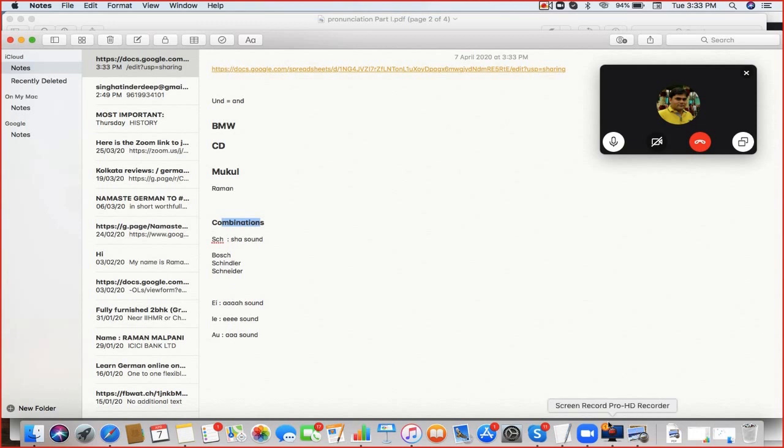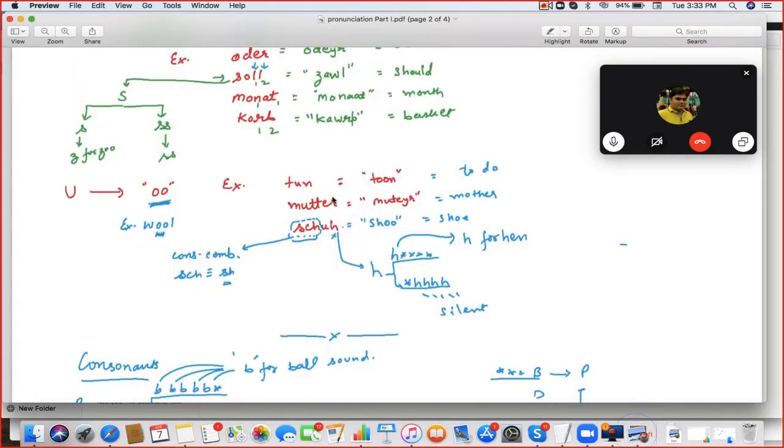What I mean by combinations is that they have combined some sequence of vowels and consonants to make some new sounds. So the SCH sound is sh, it's a rule, everywhere it is sh, so this is shoe. The H in the end is silent, that we'll do today. Tun, Mutter and shoe, yeah?